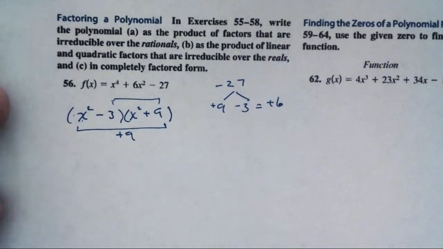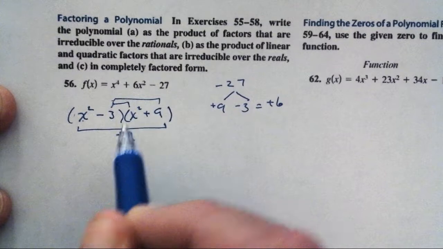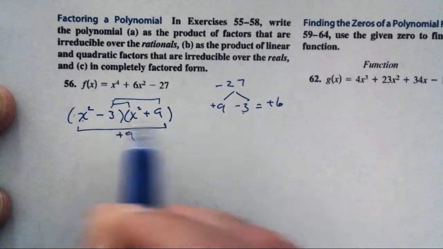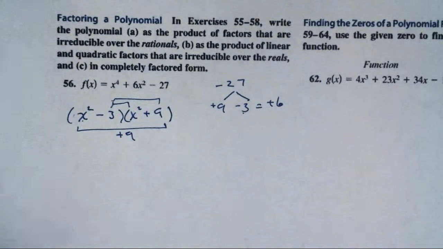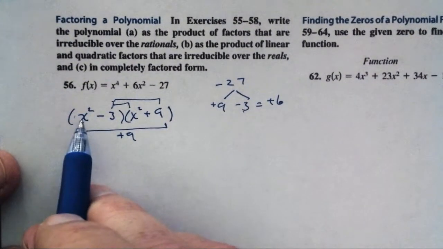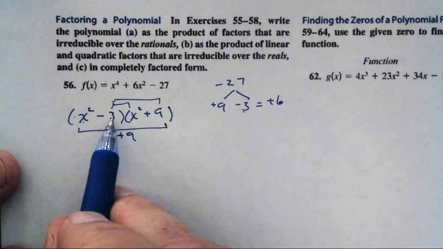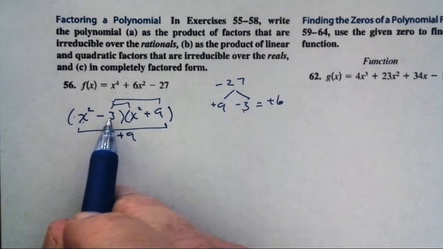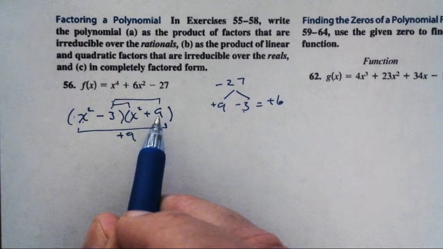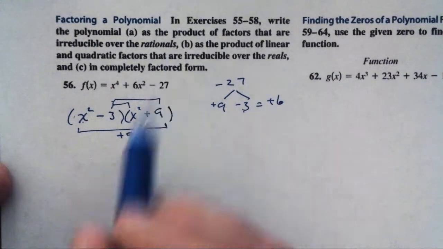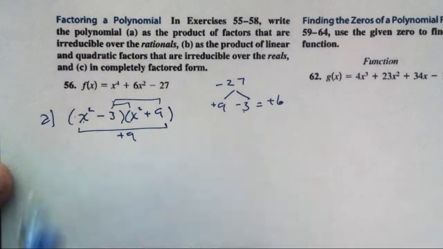Or there's my -27. Here's my missing -3 right here as well. So I got my +9 and my -3 from my foiling. So can I factor x squared - 3? Not without introducing... I need a difference of perfect squares, and 3 is not a perfect square, and I definitely cannot factor x squared + 9 over the reals in traditional methods, so there's A.